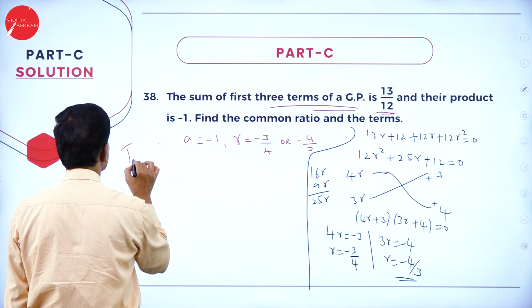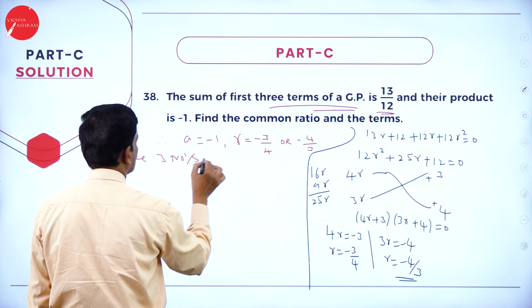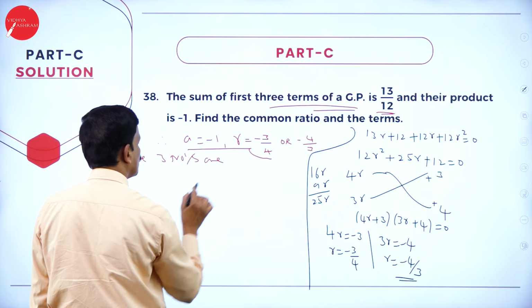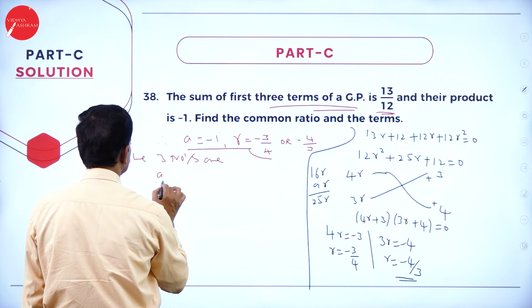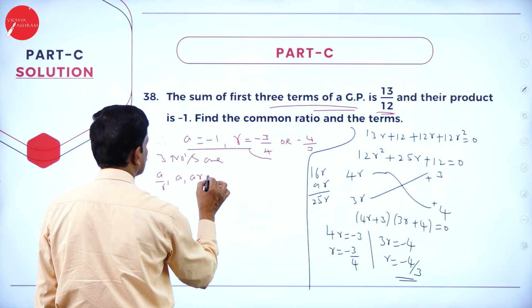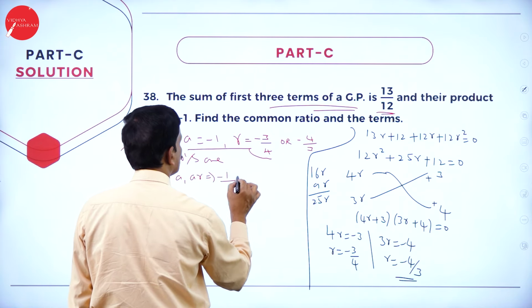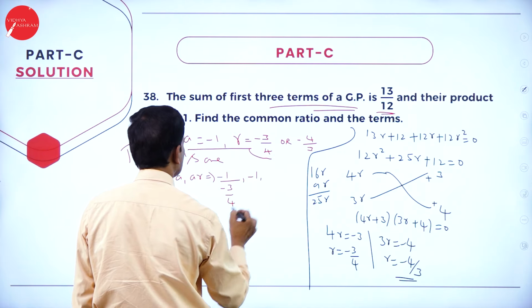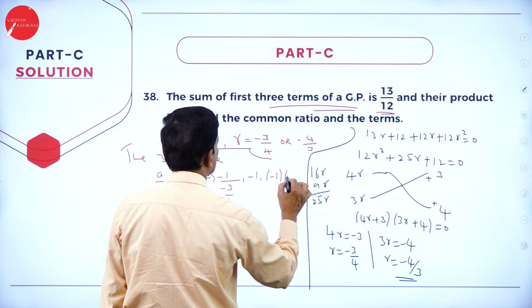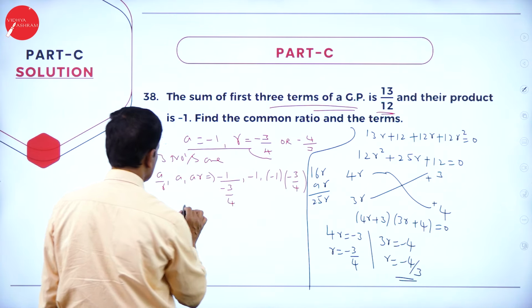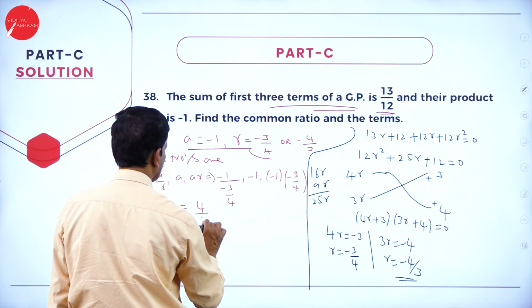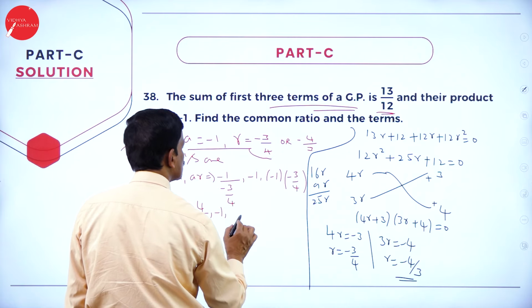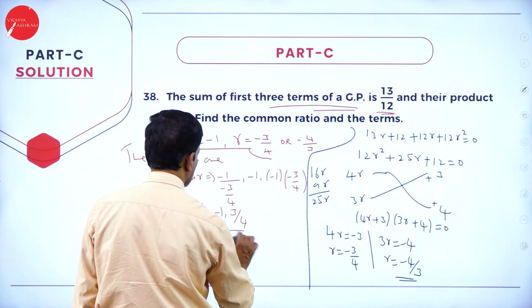Now, the three numbers: when A is equal to minus 1, R is equal to minus 3 by 4, what will we get? A by R, A and AR. Minus 1 divided by R, which is minus 3 by 4, comma A, minus 1, and AR, minus 1 into minus 3 by 4. So this goes to the numerator, we will get 4 by 3, minus 1, again minus into minus plus 3 by 4.